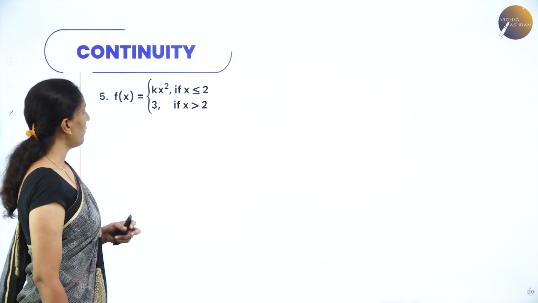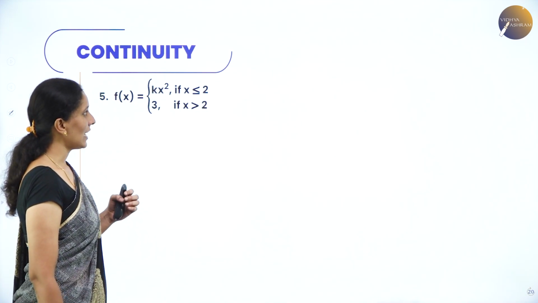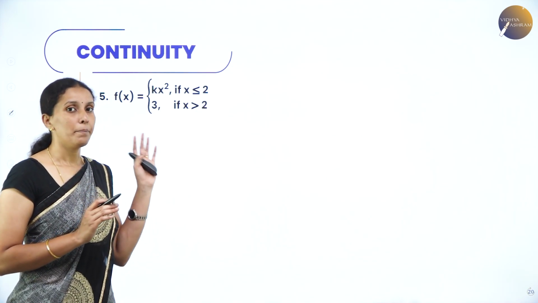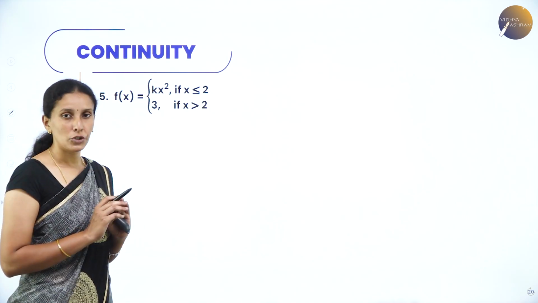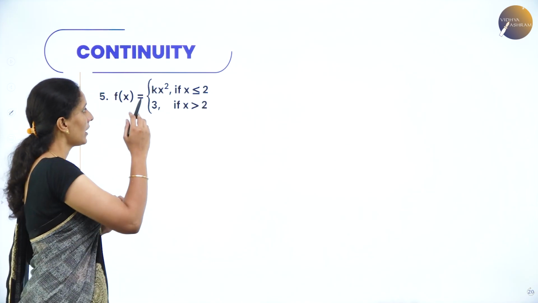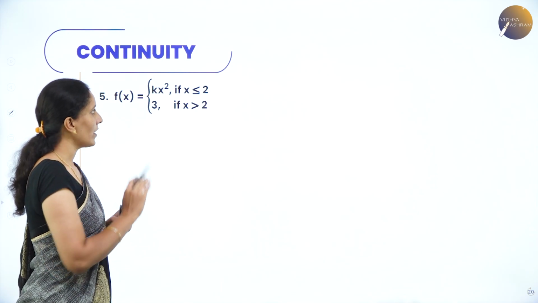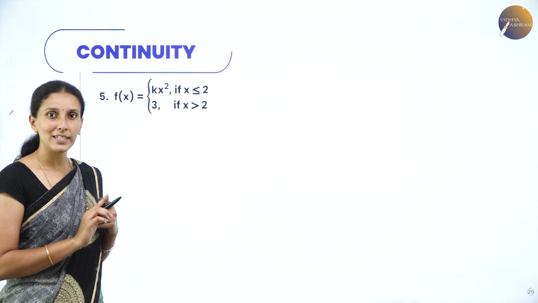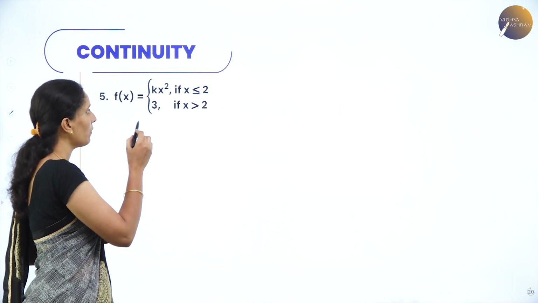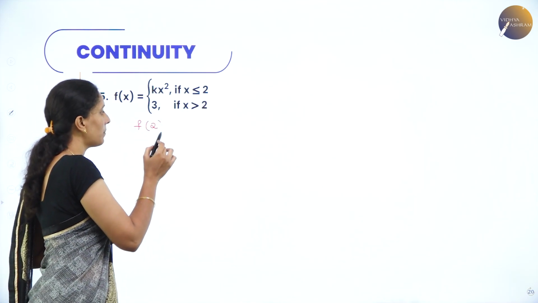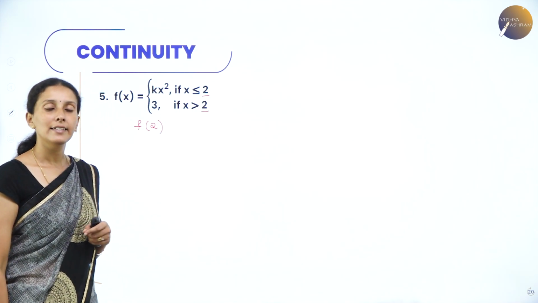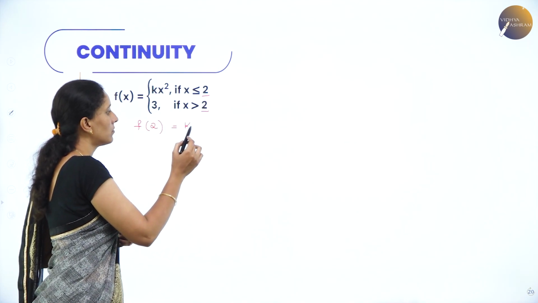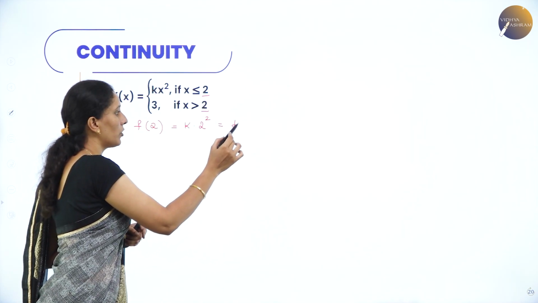Next question. f of x is equal to kx square if x is less than or equal to 2, and 3 if x is greater than 2. The same thing, we have to find the value of k at the point 2 whenever the function is continuous. Now let's see, since we have less than and greater than, we have to calculate both the left hand limit as well as the right hand limit separately. Let's see what is f of 2, because the function is defined at x is equal to 2. So f of 2 is k into 2 square, which is equal to 4k.